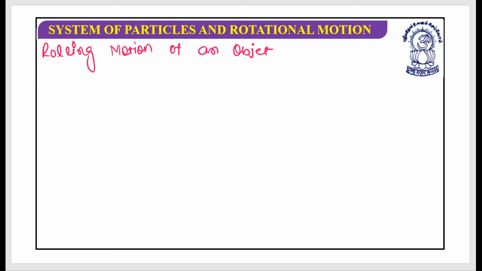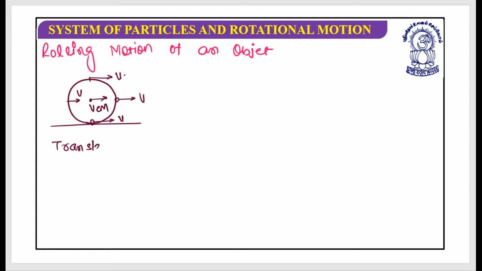So the situation would be that this is the wheel and this is its center. Let's suppose it is performing translatory motion. This is VCM, this should be the velocity v. This is the translatory motion of an object.